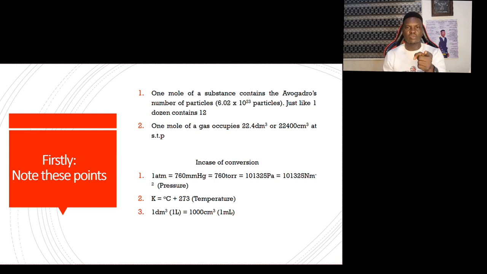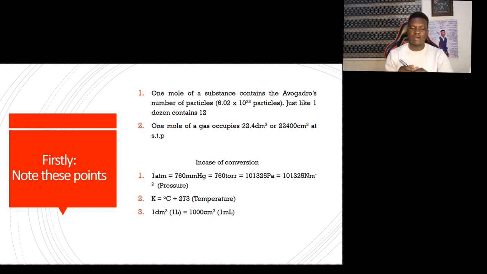If I say 1 mole of you now, that means how many times will I count you? I will count you 6.02 times 10 raised to power 23. That means that's the total number of times you exist that I can see you. Just like if I say I have 1 dozen of you, that means that you exist 12 times. So if I start counting, I will count 12 of you.